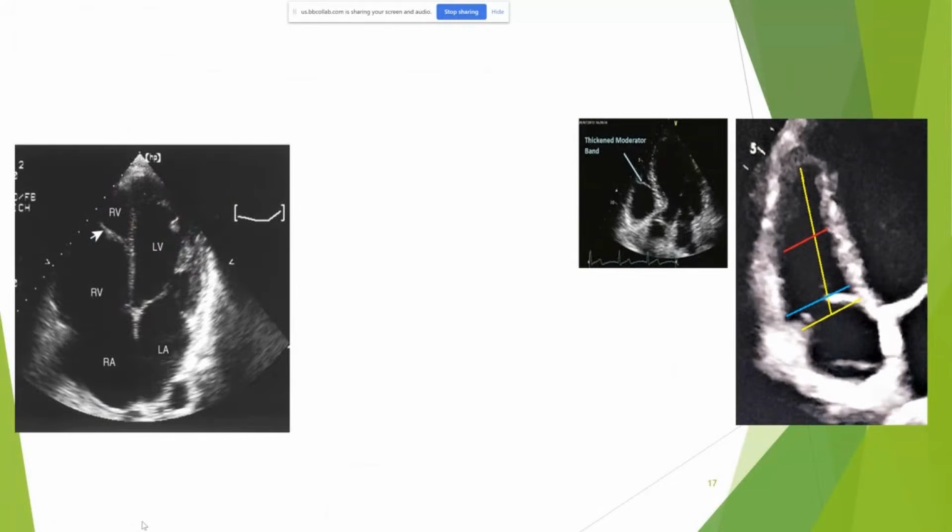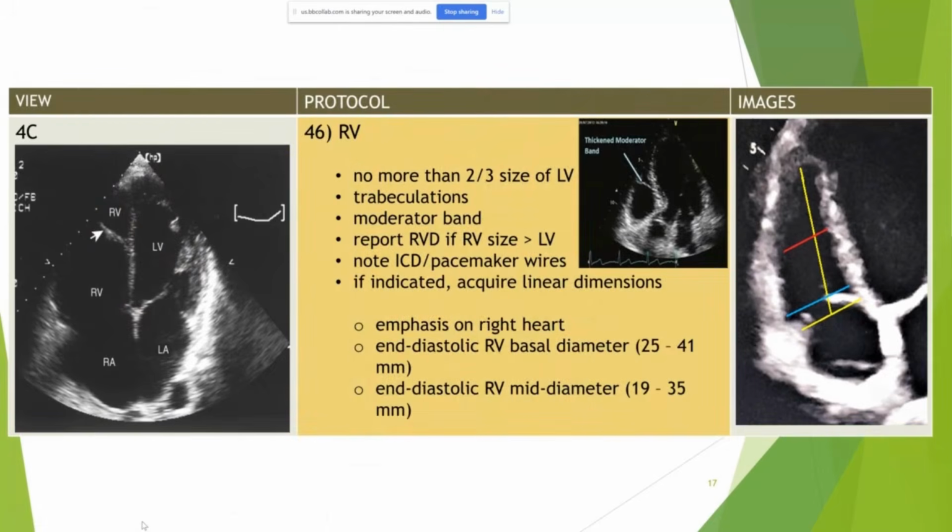So I want to talk about a few things here. When we've started measuring the RV as well, again, to check RV function, you should know that it's usually no more than 2/3 the size of the left ventricle. The left ventricle is normally larger. And sometimes you're going to run into trabeculations, which I've already explained earlier. But one of the things I didn't touch on is a moderator band, which you will sometimes find on the right side. This is what it looks like. And this is also what it looks like sometimes.